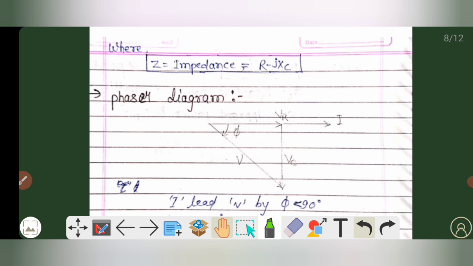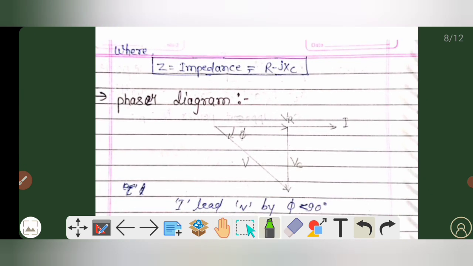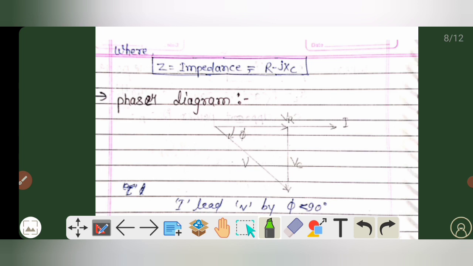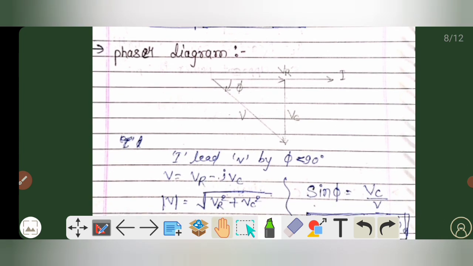One point to be noted is that in case of a series RL circuit, the value of impedance came out to be R plus jXL. And in case of a series RC circuit, the value of impedance comes out to be R minus jXC. This point is very important, so we should keep it in mind.